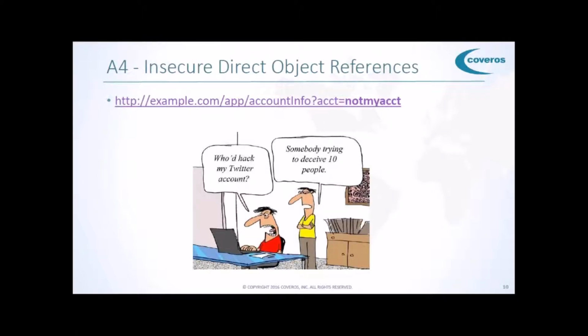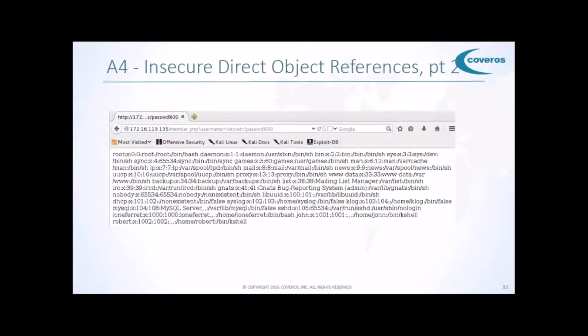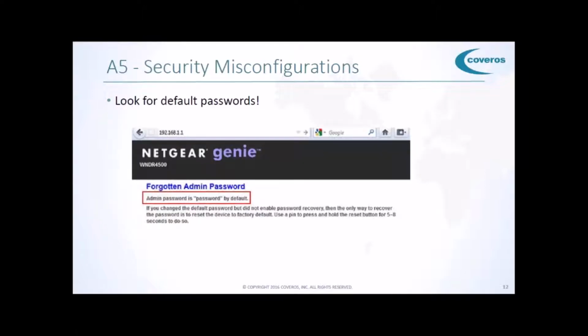So when objects are directly passed either in the URL or in the body, if you directly reference them, what if you change it? What if you add 1 to the account? What if you try and access John Smith or another username? Does it give you access? You want to try and test for objects that directly reference systems on the file. This is obviously an extreme case, but if it gives you the password, that's pretty bad. You want to try and limit that.